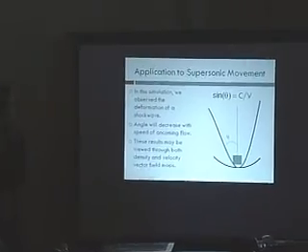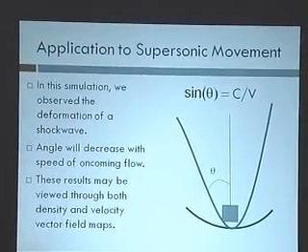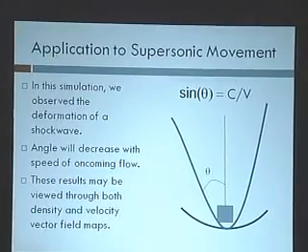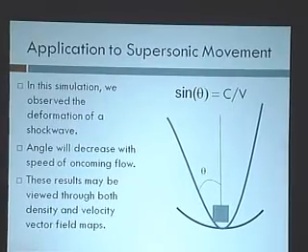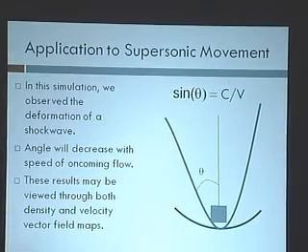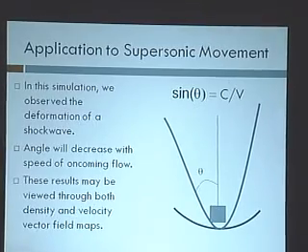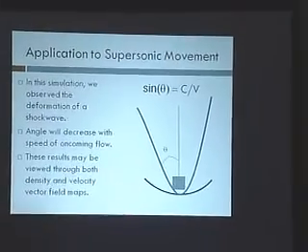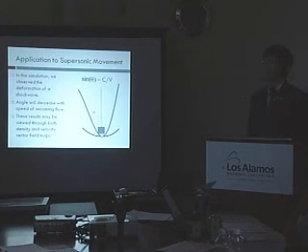So one of the applications that we did with our model was modeling supersonic movement. What we did is we simulated a box moving at supersonic speeds through the upper atmosphere, and when it does, it will form a shock wave, and the shock wave will have an angle theta between the shock wave and the normal to the box, and it's given by the relationship sine of theta equals c over v, where c is the speed of sound and v is the speed of our box. And from this, we can find that theta will actually decrease with a faster object.